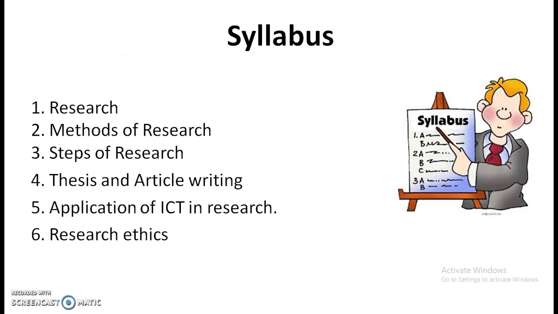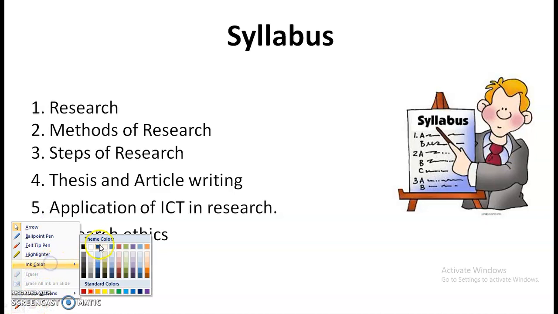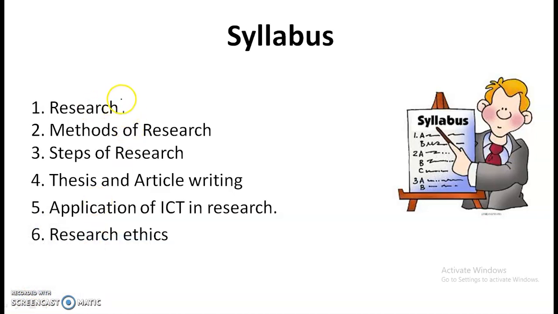Okay. So actually these are the different topics in the research aptitude. First one is the research, next one is the methods of research. While coming to the research, the part 1 that I already uploaded, my previous lecture, is regarding this topic, and in this video we are going to see the second topic, that is different methods of research. Okay, and in the next subsequent videos we will see the steps of research, thesis and article writing, application of ICT in research, and the research ethics.